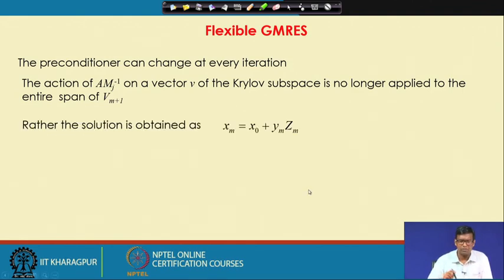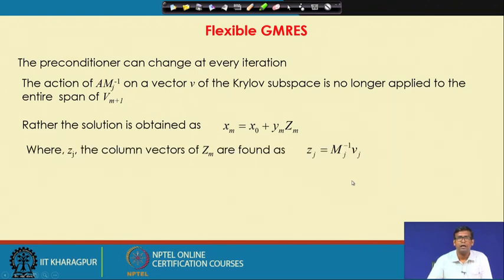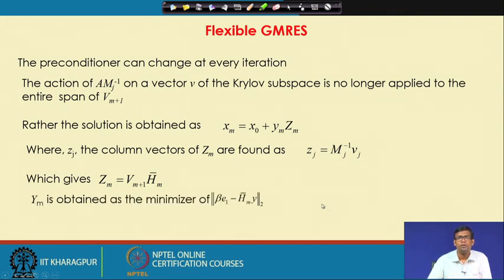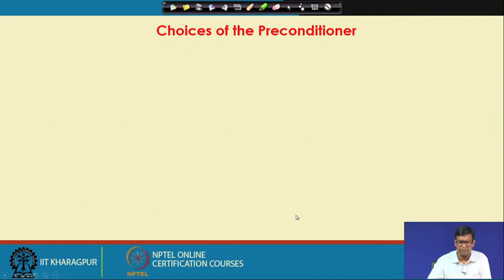Rather, the solution is obtained as x m equal to x 0 plus Z m y m, and the Z m, the column vectors of Z, are found out as M j inverse V j. So, it uses only one particular Krylov subspace vector and the preconditioner used at that particular step, which gives Z m equal to V m plus 1 h bar m. Y m is obtained as the minimizer of beta e 1 minus h bar m y, like any standard GMRES method.